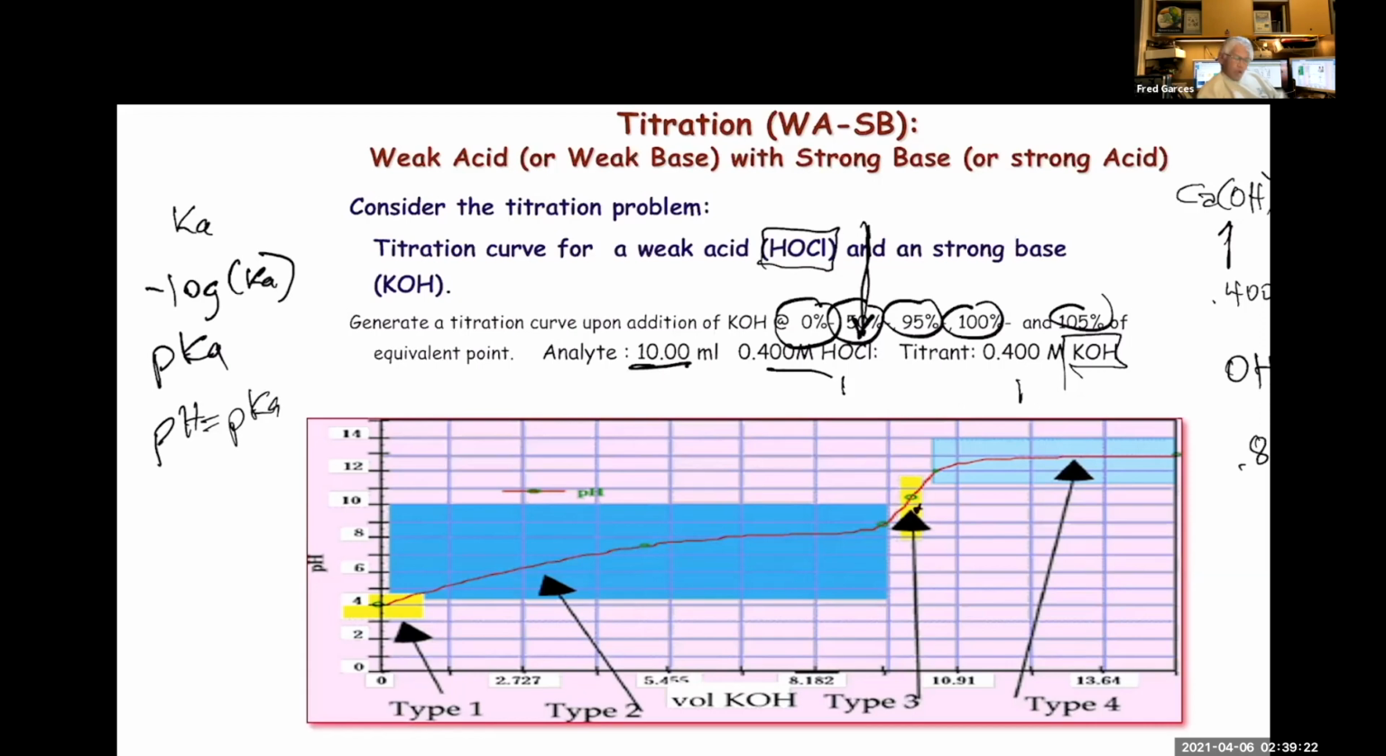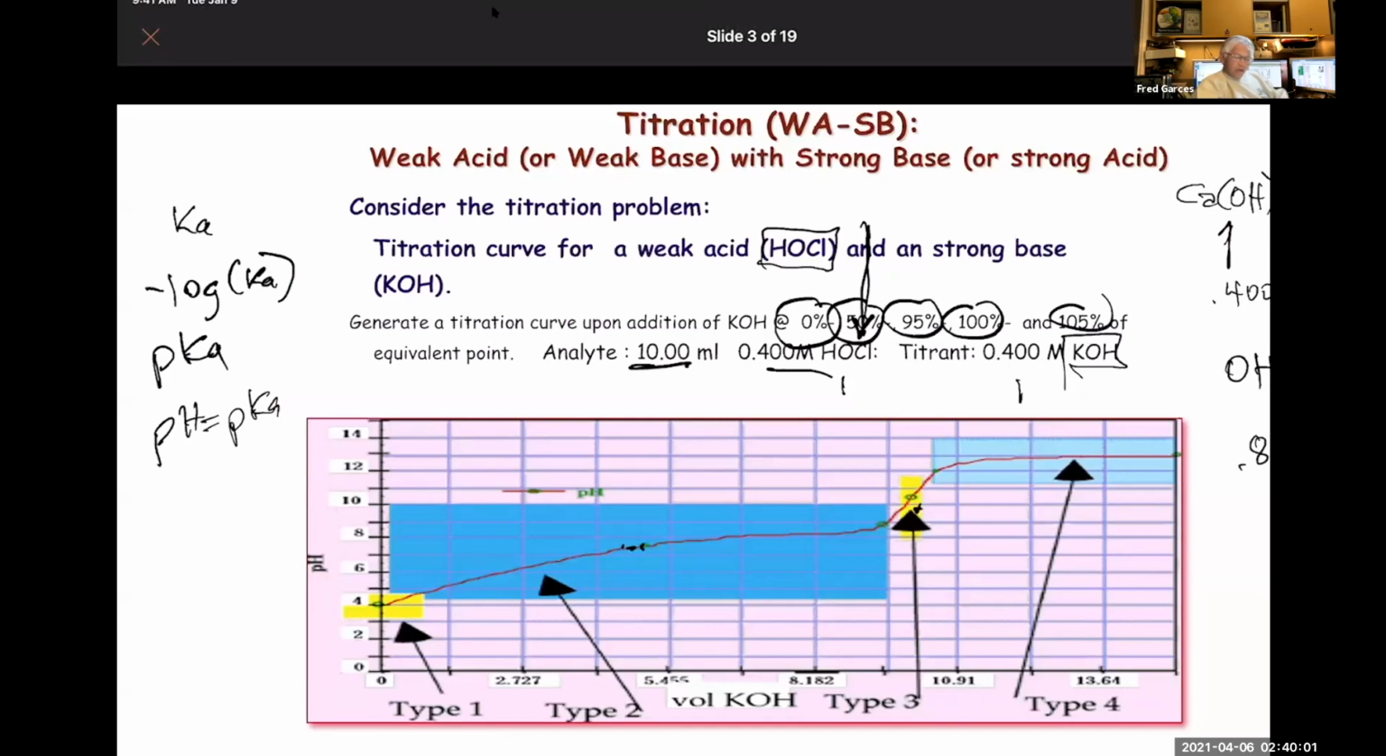Not at the equivalence point, but halfway to the equivalence point. I need to remind you time and time again, because as many times as I say that, a lot of you will assume that at the equivalence point, pH equals pKa. No, no, no. It's halfway. According to the Henderson-Hasselbalch equation, the numerator and the denominator are equal, so that log term goes to zero. pH equals pKa.